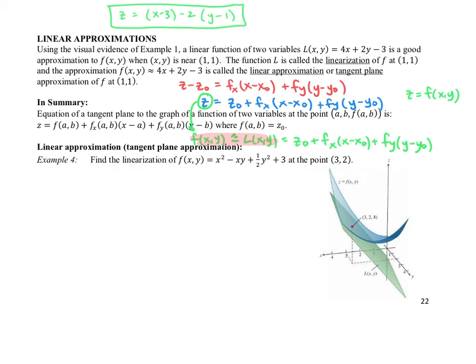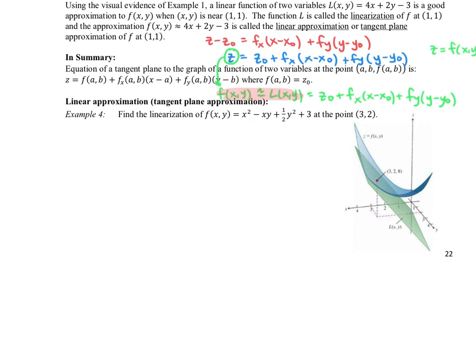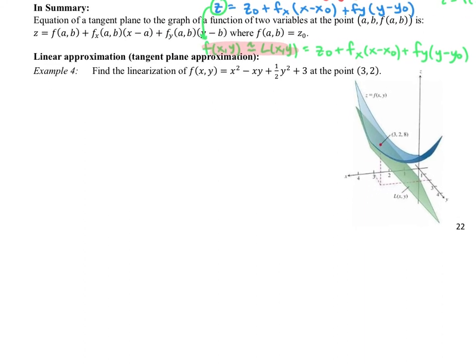So here we go. Let's try one of these. Just again, this is so similar to single variable calculus that you've seen in the past. We're just making a connection to the plane itself. So we're going to figure out the plane by taking the derivative with respect to x first. So we get 2x minus y.